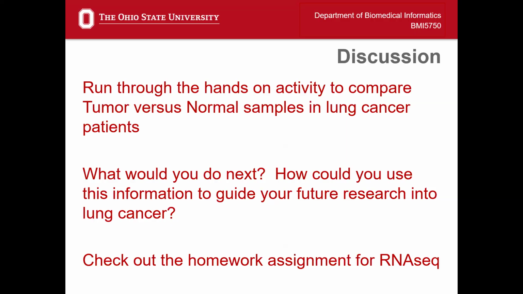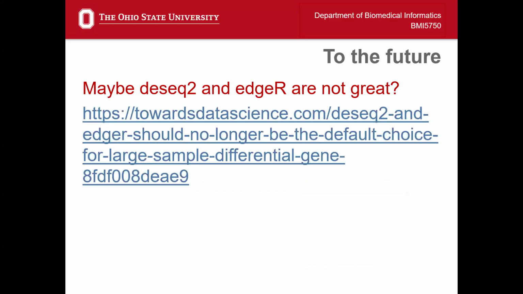Okay, so we're going to run through this hands-on activity in R. Think about, after we do this, what would you do with this information? We're going to get a list of genes that are different between our two groups. How could you use that to guide your future research into lung cancer? So, okay, I'm not even going to talk about that.